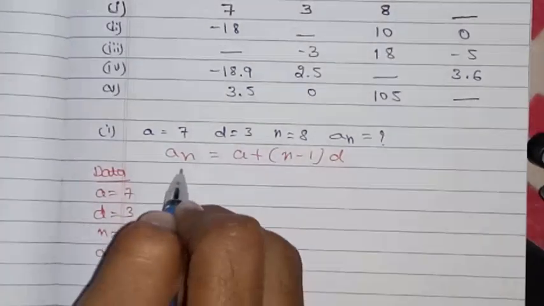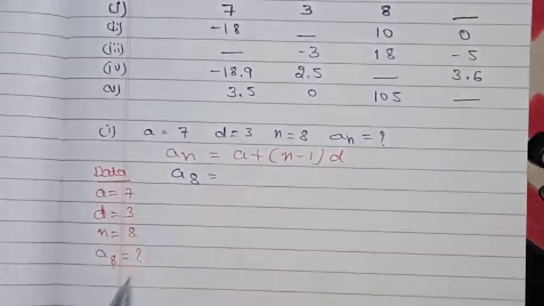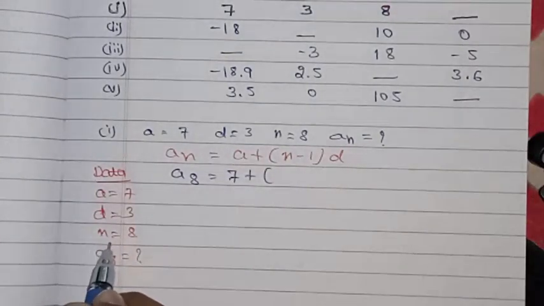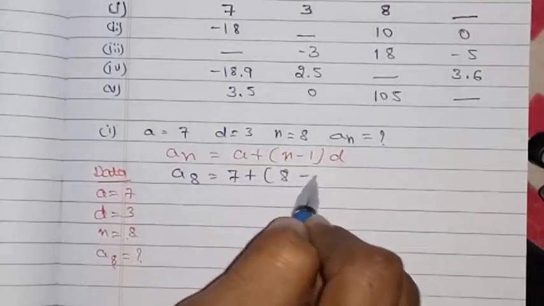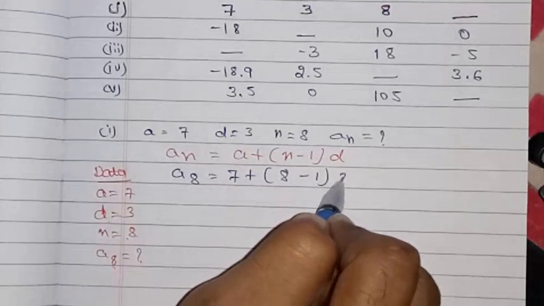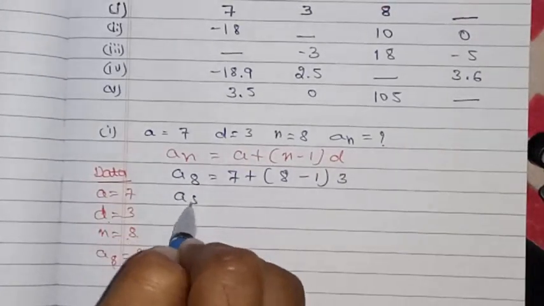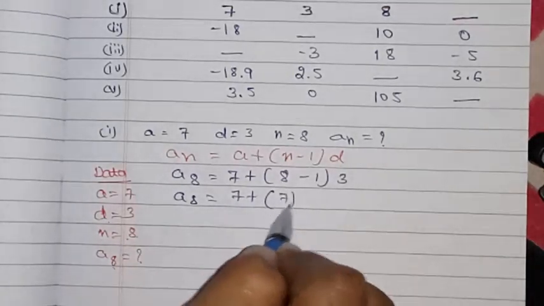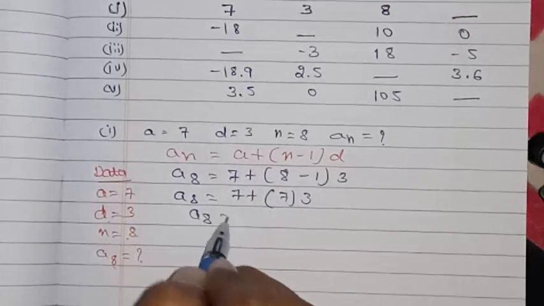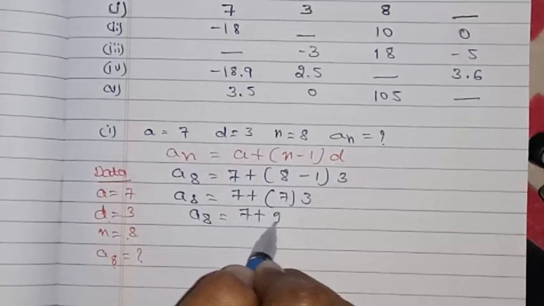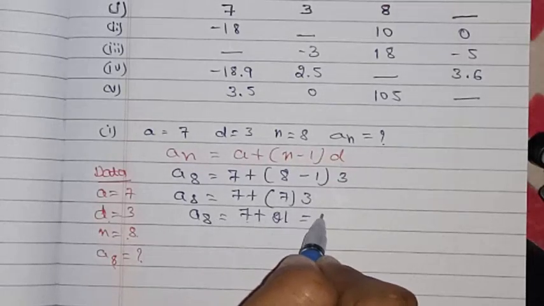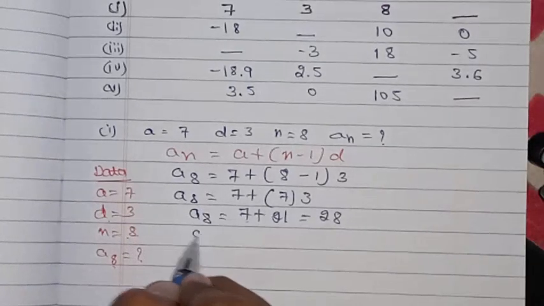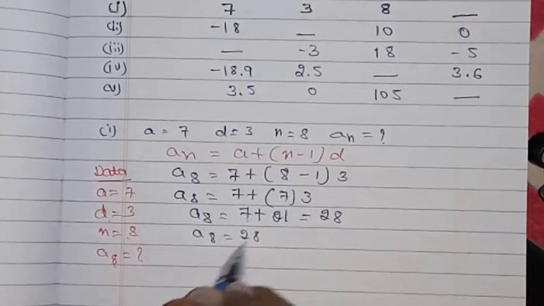Now just apply these values to the formula. A8 is equal to a, which is 7, plus (n minus 1), where n is 8, so 8 minus 1, into d, the common difference, which is 3, right? Now simplify this. a8 is equal to 7 plus 8 minus 1, which is 7, into 3. So a8 is equal to 7 plus 7 times 3, which is 21. That's equal to 7 plus 21, which is 28. So what is the answer? The a8th term is 28.